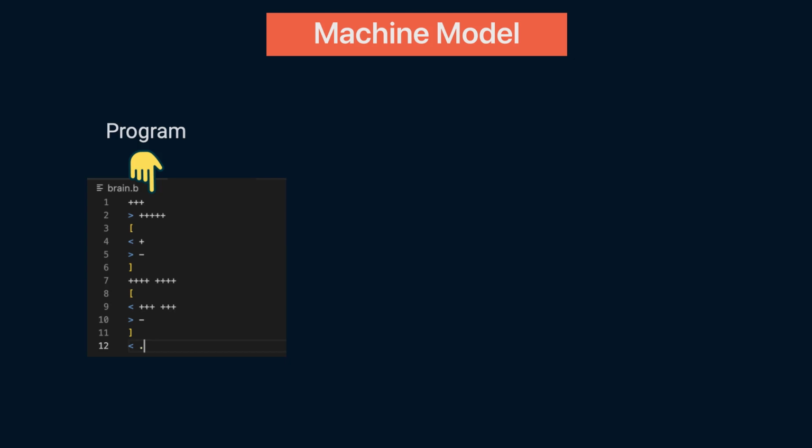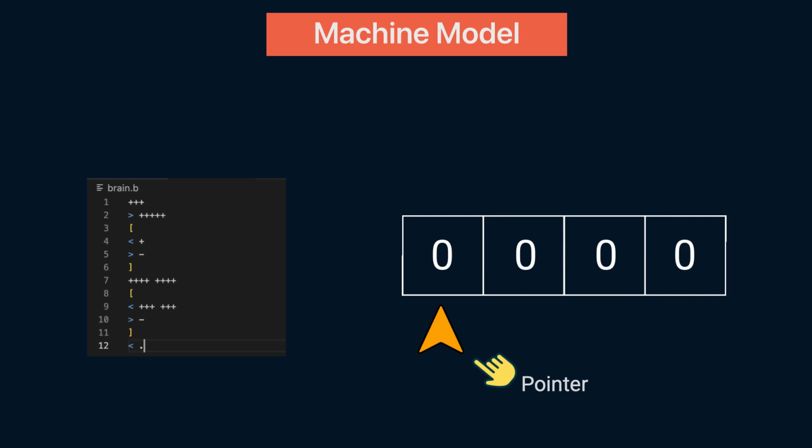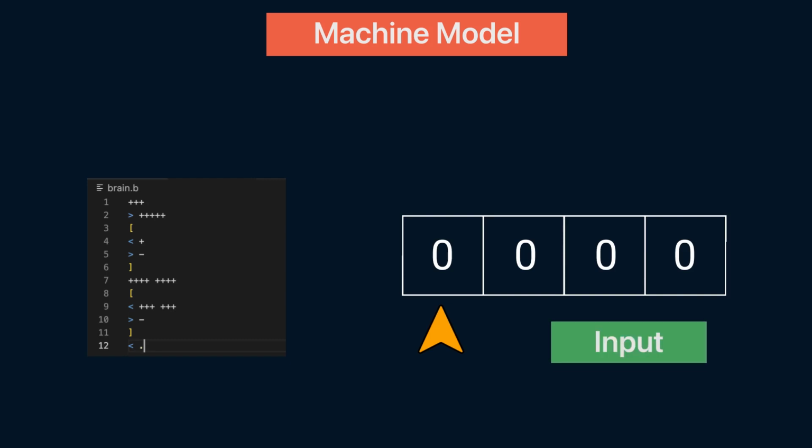First, we have the program to be executed. The second element is a vector of at least 30,000 bytes, all of them initialized to 0. The third element is a pointer on this vector, which at the beginning of the execution points to the first element. And finally, we have 2 byte streams, one for the input and one for the output.